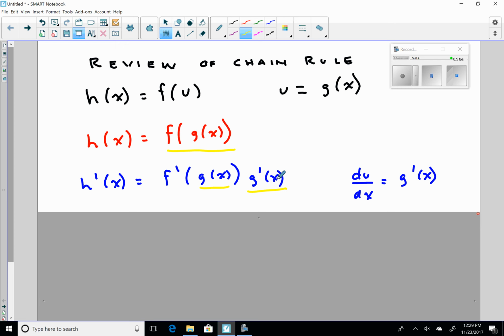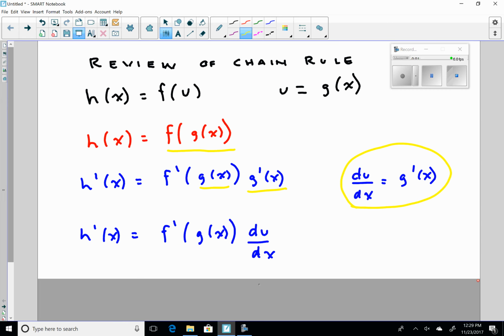I would like to make a special note here that since u is g of x, we can certainly call g prime du dx, and we have used this notation many times before. Fairly straightforward, a brief review of the chain rule. We can certainly make that statement since du dx is g prime of x.